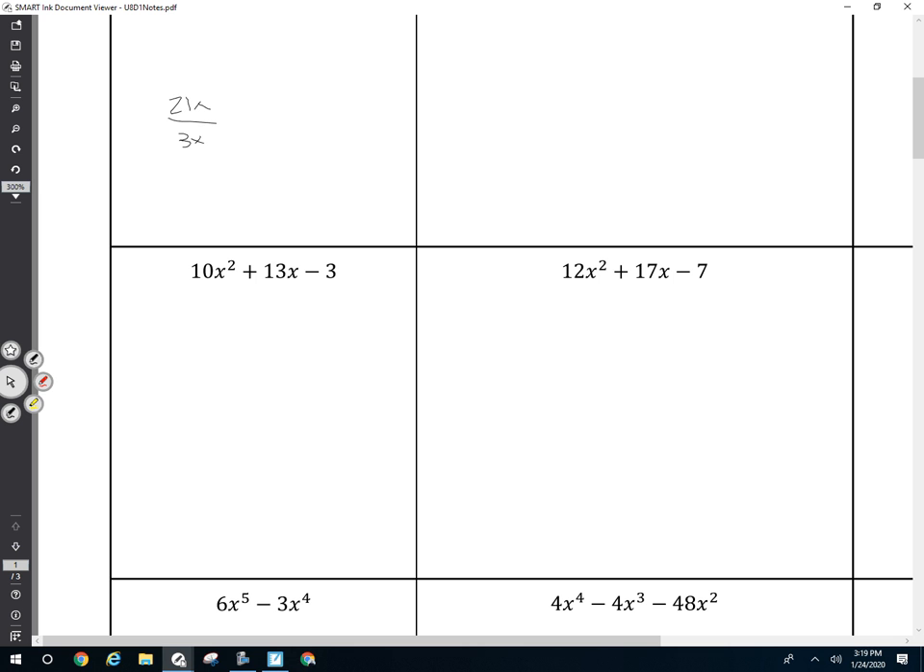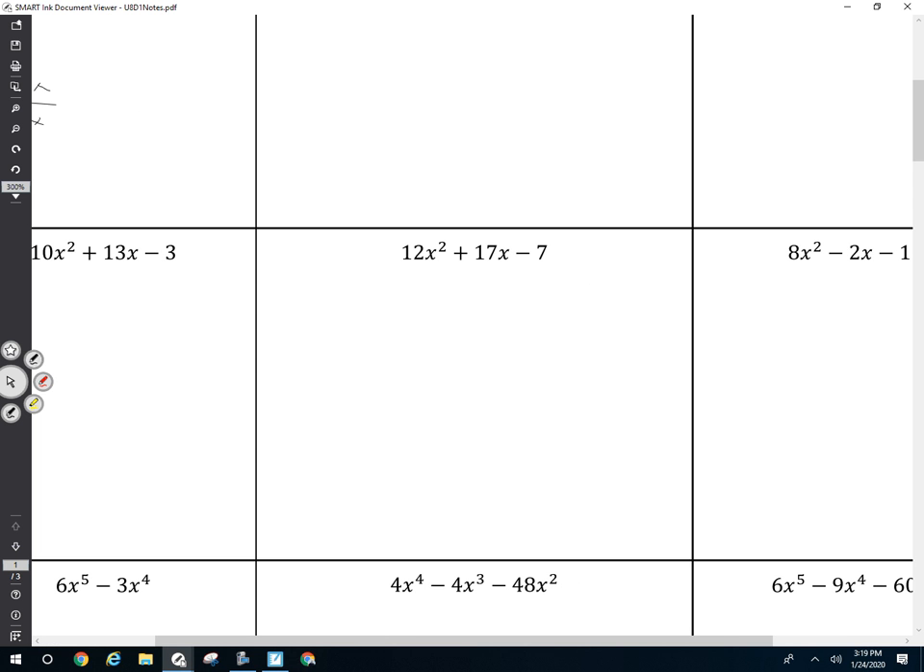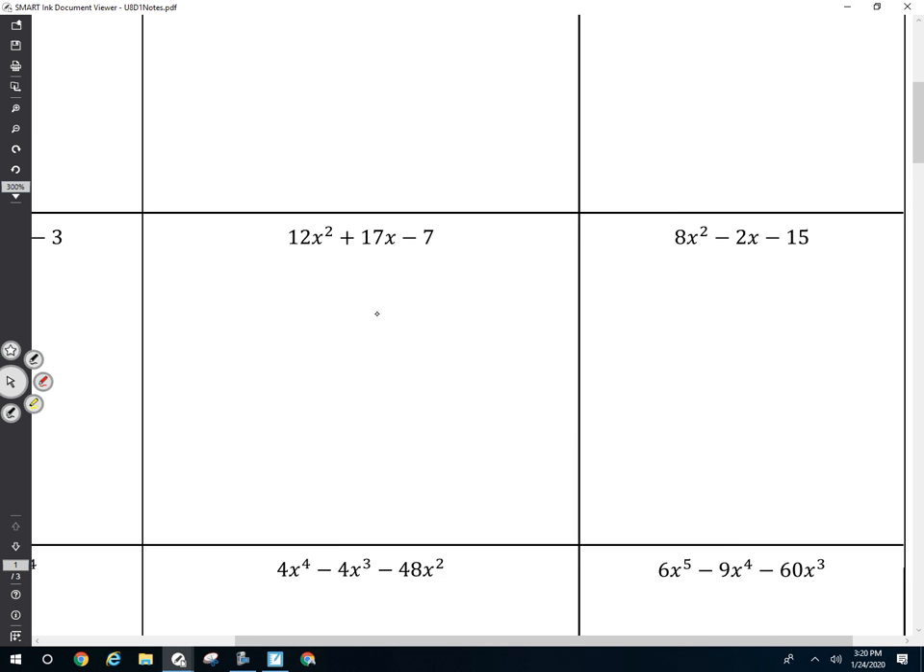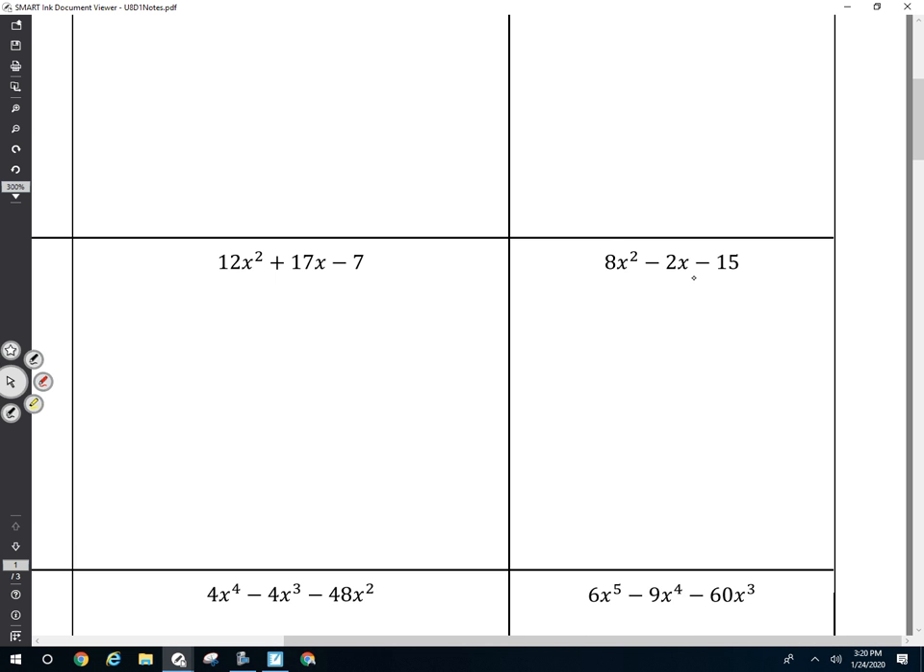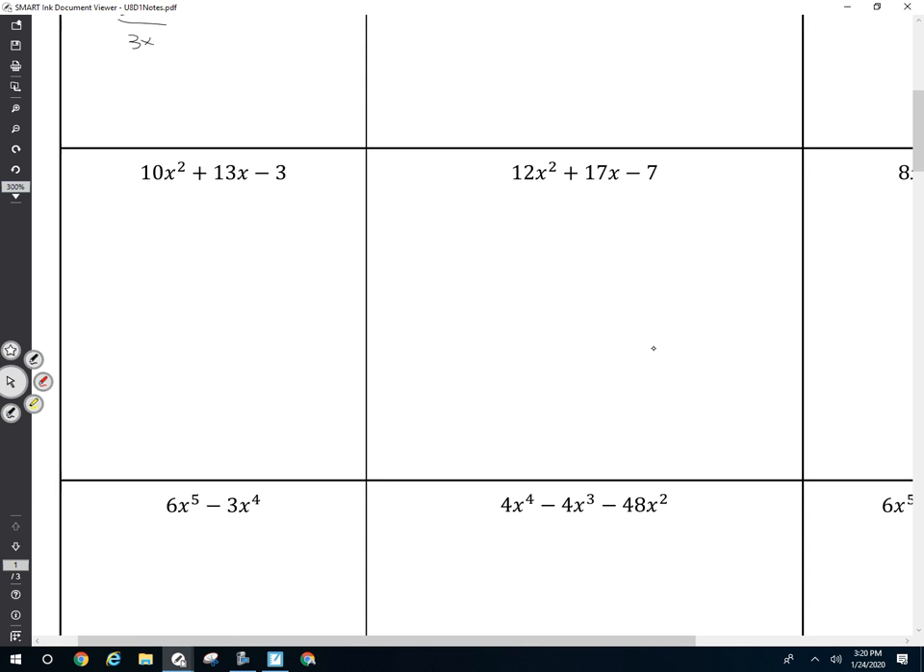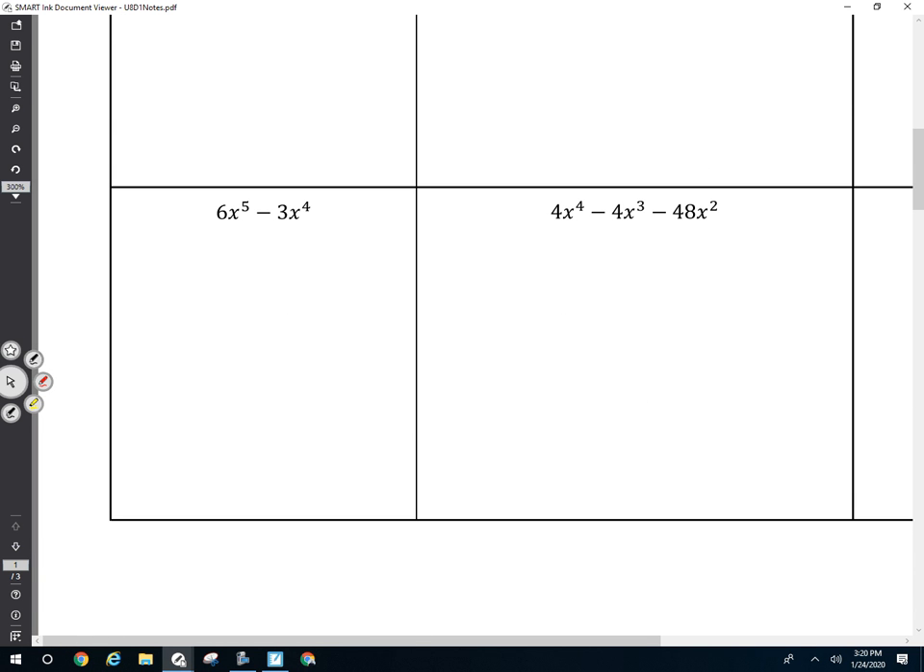Can I pull something out of these 3? Nope. Can I pull something out of 12, 17, and 7? 2 of them have x's, 1 of them doesn't. Nope. Skip it. 8x squared, 2x, and 15. I want to pull out 2, but I can't. Skip it. 6x to the 5th and 3x to the 4th. Got a 3? 3x to the 4th. Very good. Okay, factor out the 3, x to the 4th.